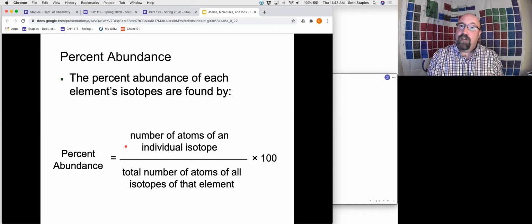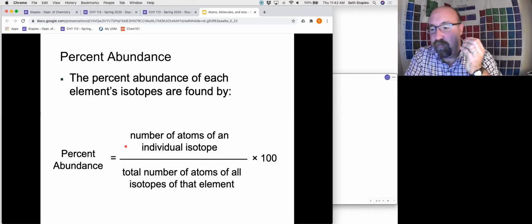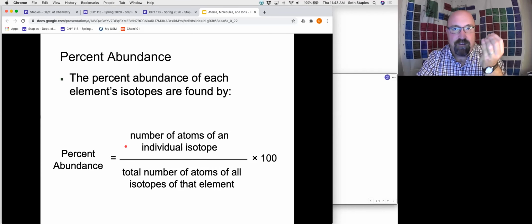Now, there are definitely some elements that have more than two stable isotopes. Some of them could have upwards of four or five different stable isotopes that will all have different percent abundances. That's just something to keep in mind as we move on. But the idea is the same. The percent abundance for any of those isotopes will simply be the percentage of all of the atoms that are that particular isotope.